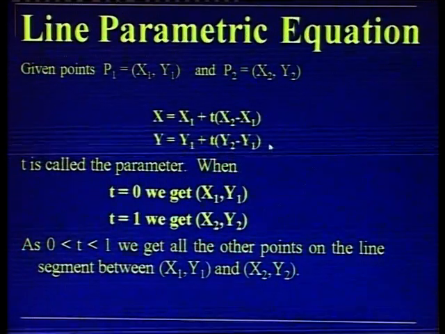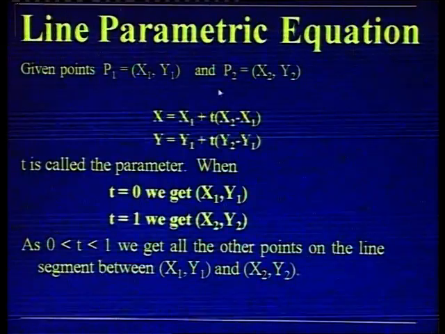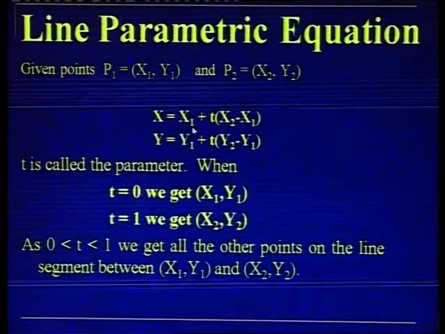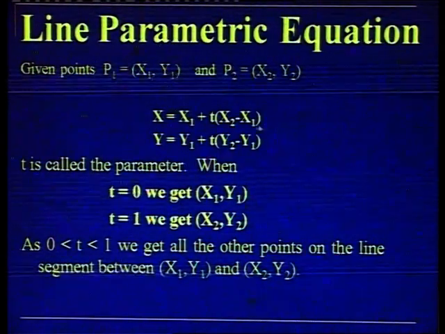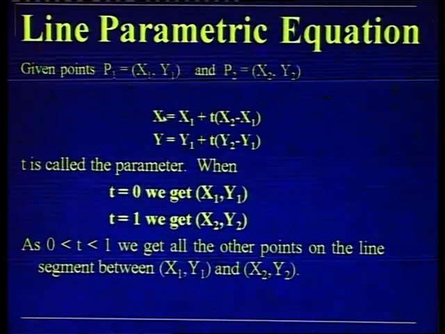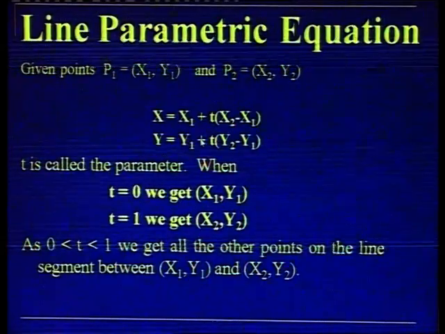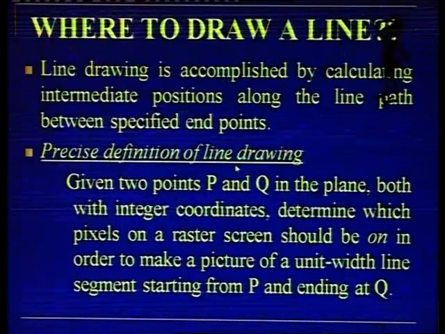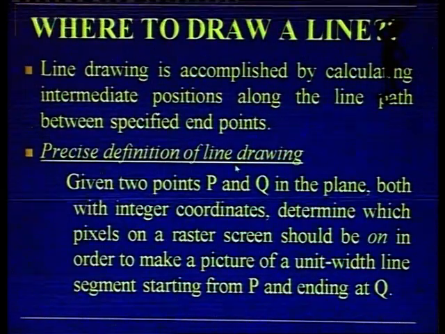Similarly, when t is equal to 1, x becomes x1 plus x2 minus x1. x1 and x1 will be cancelled out. In that case, your x will become x2 and y will become y2. So, where to draw this line?